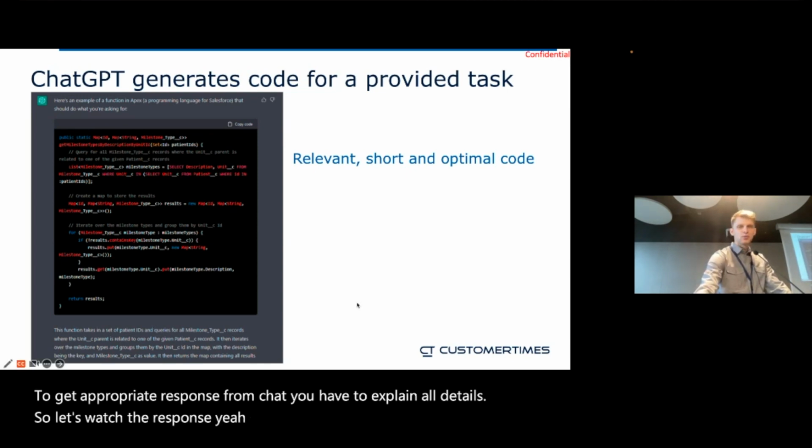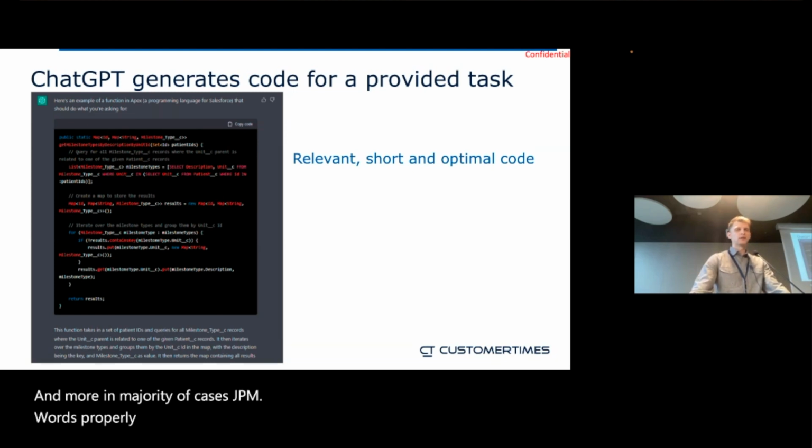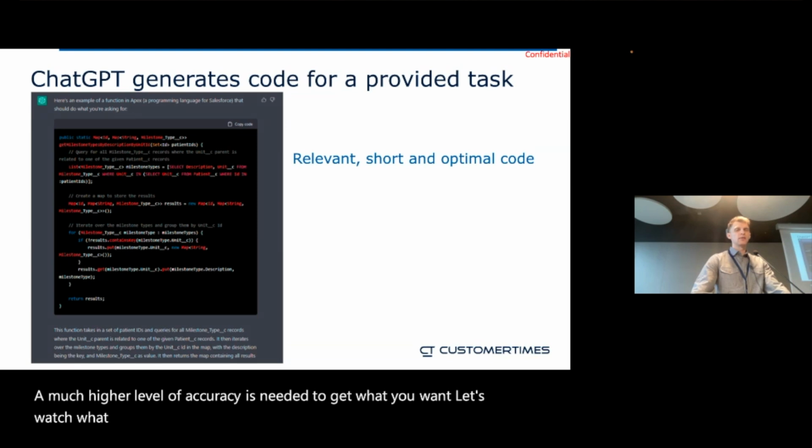Sorry, it's not visible well, but here ChatGPT responds with relevant, short, and optimal code. And in the majority of cases, ChatGPT works properly and provides appropriate responses in terms of code. But sometimes a much higher level of accuracy is needed to get what you want. Let's watch what ChatGPT generates in other responses for the same task.